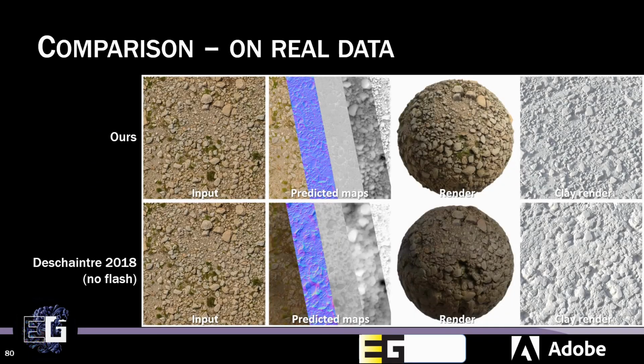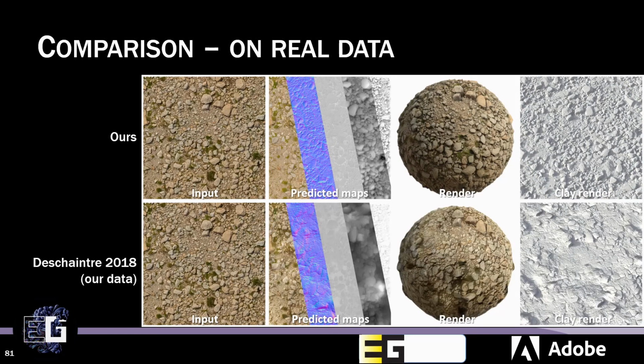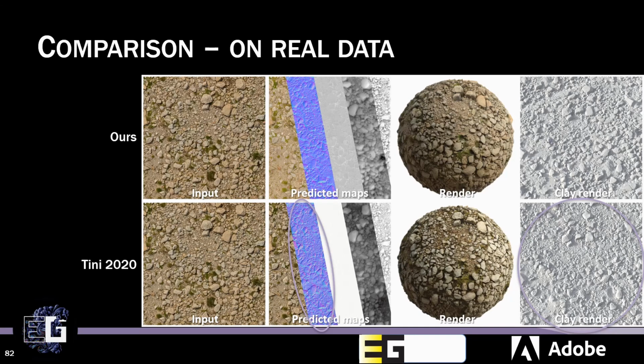We also compare to these methods on real data, where we don't have the ground truth. Here we compare our method to Deschamps 2018. Once again, we can observe the dark albedo and the blobby geometry, while our method produces a shadow-free albedo in a good color range and a geometry that looks similar to the input. When trained with our data, the albedo looks closer to the expected result. However, the resulting geometry is still inaccurate. The geometry extracted by Tiny 2020 looks very similar to the expected result. However, the input is used directly as the albedo.